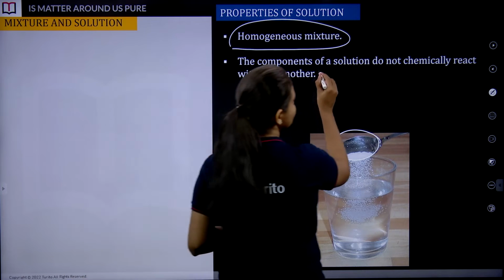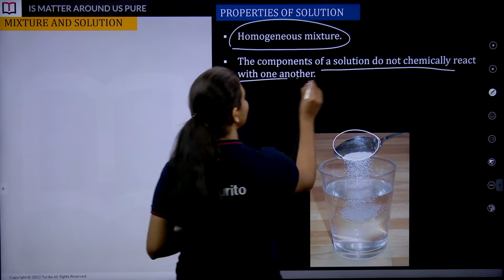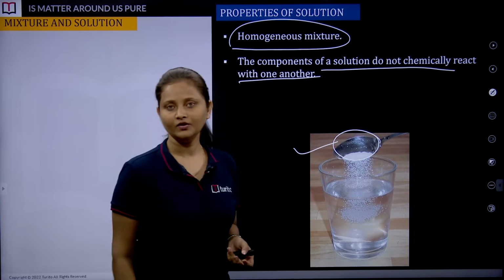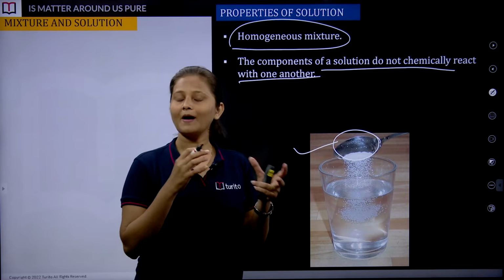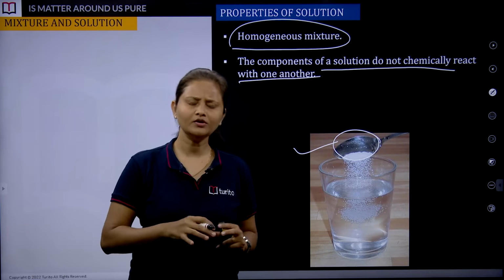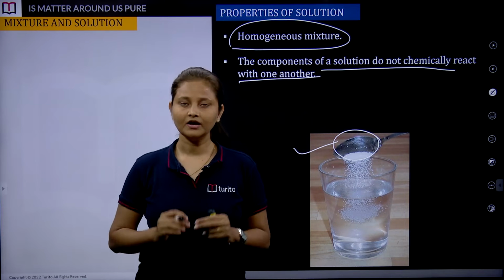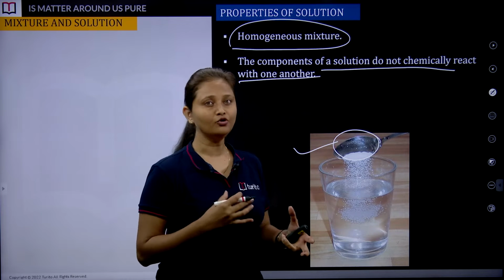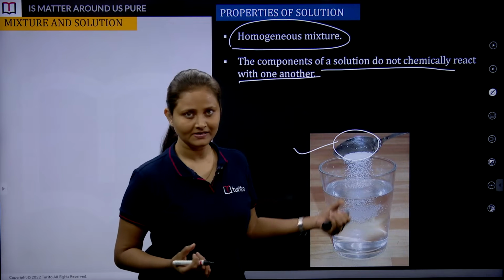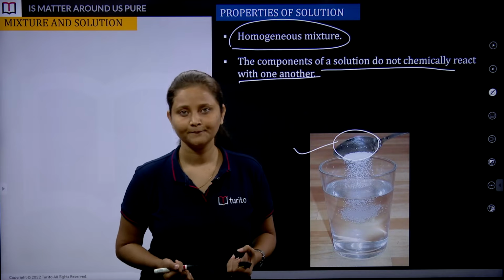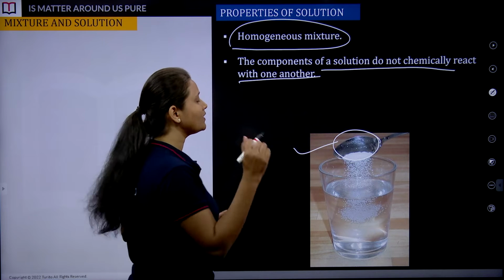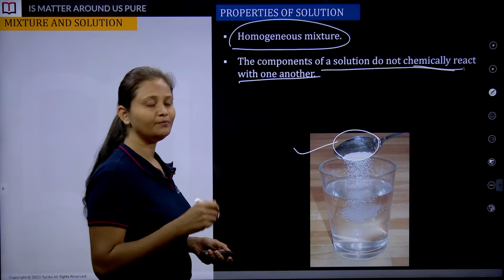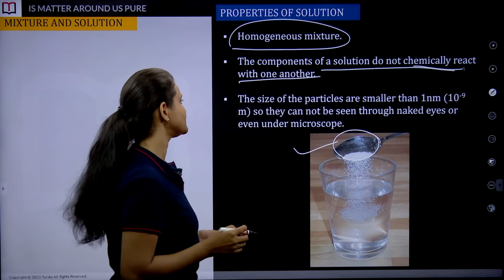Then, the components of a solution do not chemically react with one another. Just now we prepared a salt solution and we know that the particles of salt are just dissolved with water molecules, correct? We don't see any formation of a new substance, or any chemical bonds present between these two matters, correct? That means no chemical reaction has happened here. It's just a dissolution between two different types of particles.